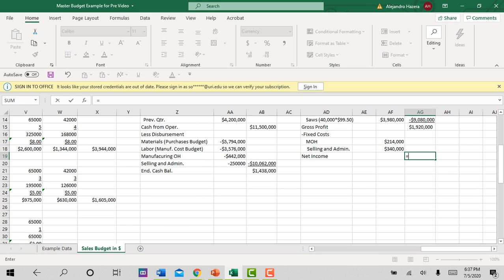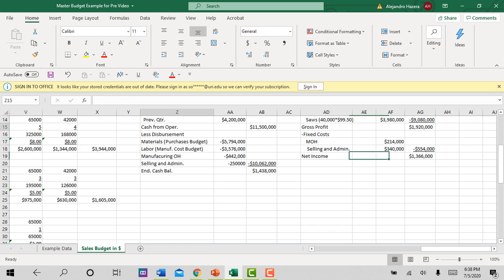So it's going to be negative 214 plus 340. Better put that up here. It's going to be negative 214 plus 340. Okay, so our final net income is 1920 plus a negative 554. So our final net income is 1366. That seems to match the answer, and that's it right there. So I'll put this up, and that's the final video.